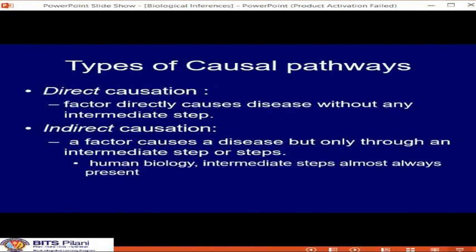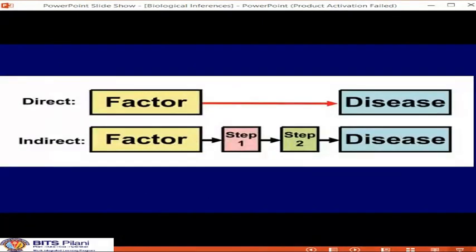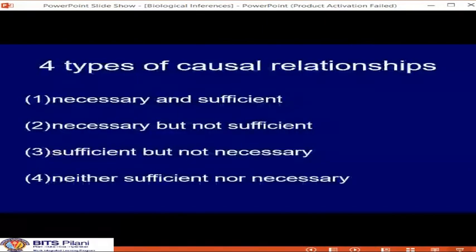Let me show that pictorially. On top is direct causation. The risk factor, whatever, smoking, causes lung cancer. Below, the same risk factor, perhaps smoking, causes some change in the body, which leads to another step in the body, and then leads to lung cancer. So our current understanding is that most risk factors cause indirect causality.